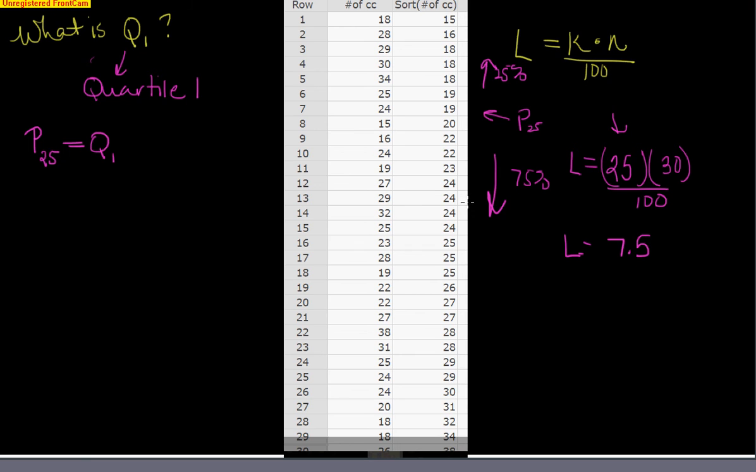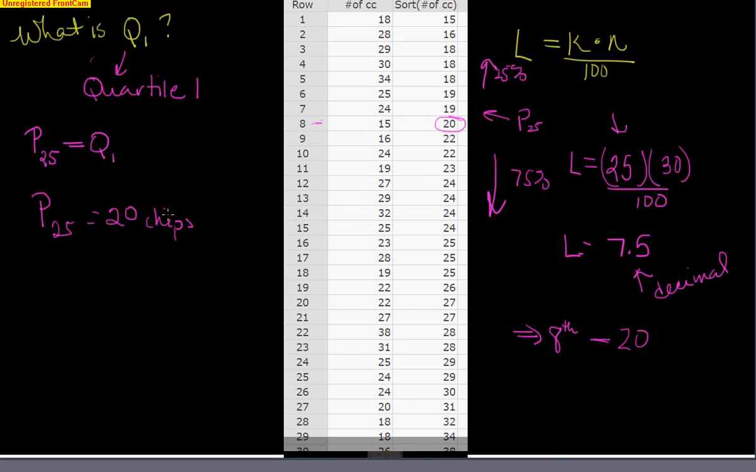Now, because L is a decimal and not a whole number like the last one, we just go strictly and round it up to the next higher value. Even if that were 7.1, you don't follow the rounding rules. You always go up to the 8th number. So the 8th number is right here. Here's number 8, straight across, and it is 20. It's 20 chips. So P of 25 equals 20 chips. In other words, the 25th percentile, 25% of the cookies will have less than 20 chips. 75% of the cookies will have more than 25 chips.